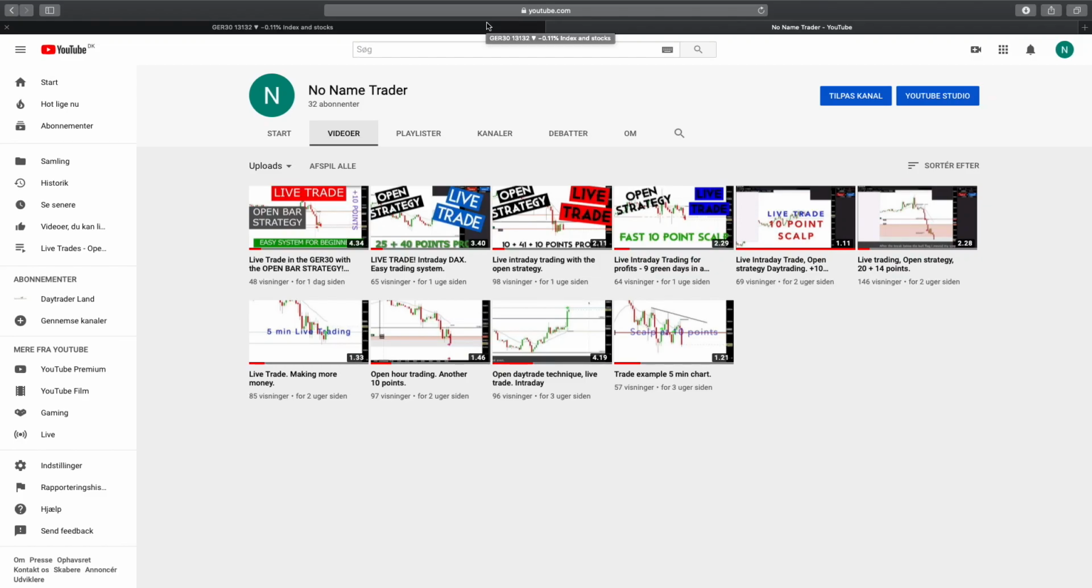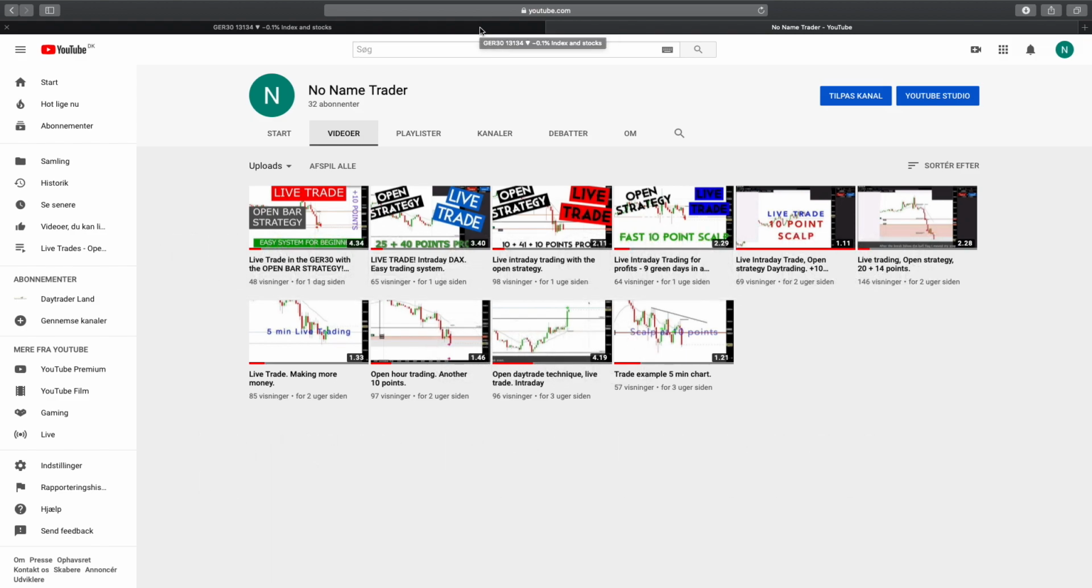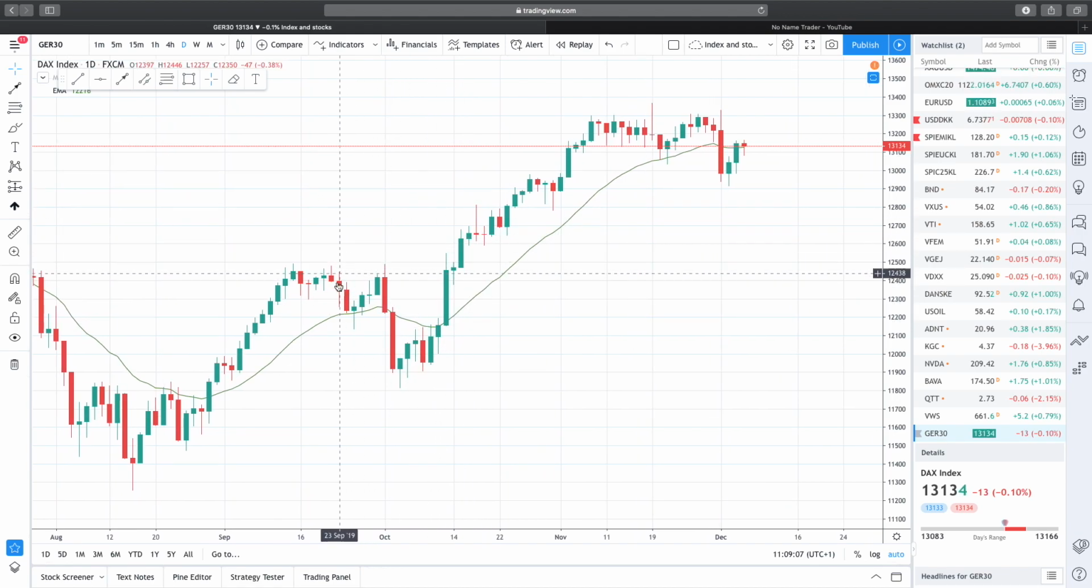Today I'm going to explain the basics of this open bar strategy, and I'm going to take you through some quick statistics and what I look for in the open bar context and so on. So this is a daily chart of the Germany 30 index, the DAX index.